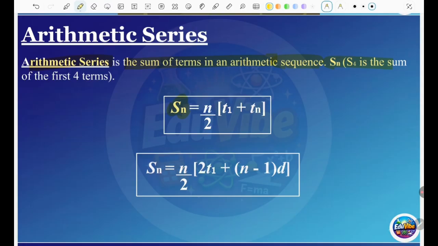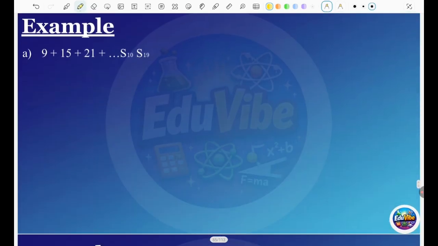Just as we have Tn equal to something, here we have Sn, which is equal to n divided by 2 multiplied by (T1 plus Tn). If you open up this Tn, you get this formula: Sn equals n divided by 2 times (2 times T1 plus (n minus 1) times d) inside the bracket. Sometimes you have to open Tn and use this formula, and sometimes you can directly use the first formula to calculate Sn. These are two formulas, and you can use whichever you want. So let's start with the examples.